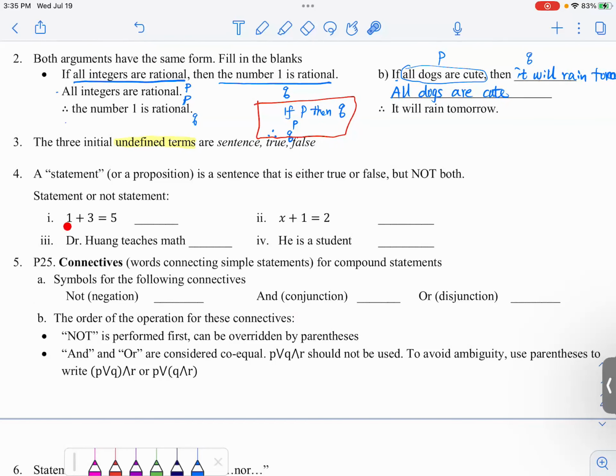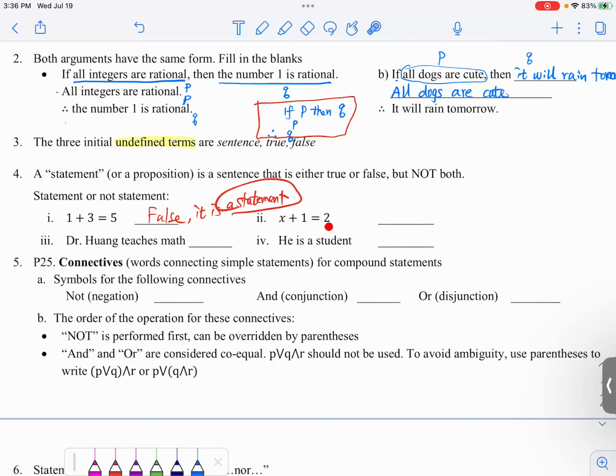Now let's take a look at 1 plus 3 equals 5. Is that a true statement or a false statement? I hope that you do recognize 1 plus 3 is actually 4. 4 is not 5, right? So therefore, this is incorrect. So that means it's a false statement, false. And because you are able to tell it is false or true, it is a statement, and it is a false statement.